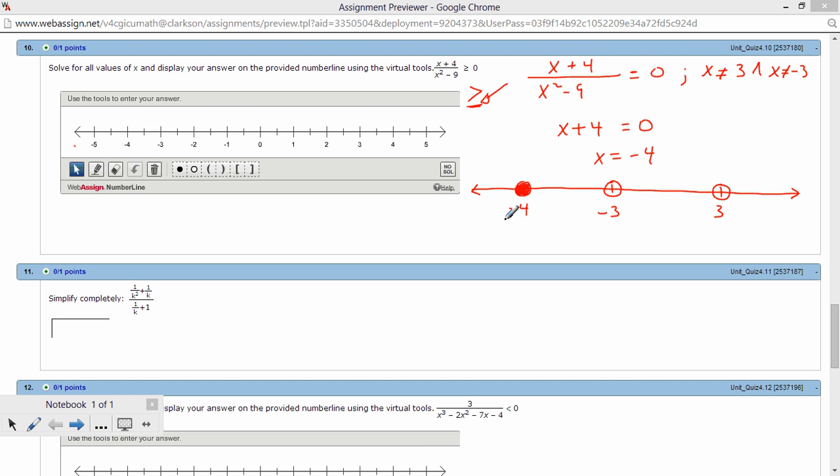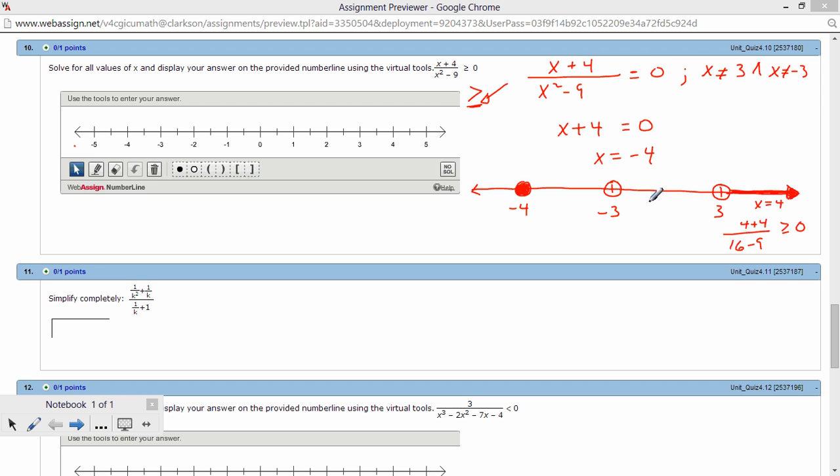All right. Now, if you go and do our little test routine here, for instance, up here, a number bigger than 3, if you try 4, you're going to have 4 plus 4 in your numerator. And in the denominator, is it clear you're going to have 16 minus 9? And really, all you're worried about is, is that a positive number? It's got to be greater than 0. And so you've got 8 over 7. So those numbers work. Numbers bigger than 3 will work. Okay.